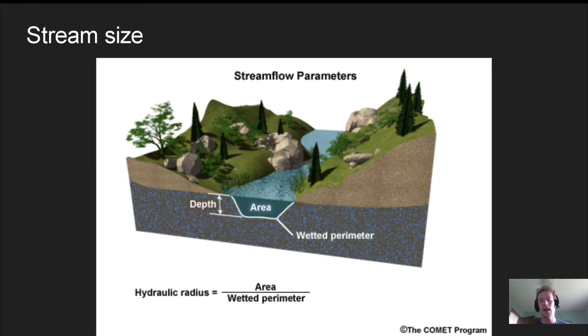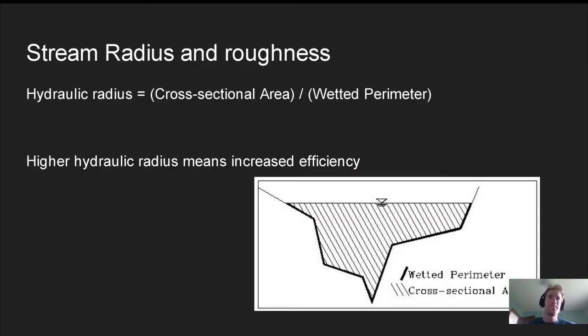And so stream size is really important for determining things like water velocity and for how hydrologists define streams in general. Roughness also plays a factor, but we're just going to look at stream size, so the stream radius, wetted perimeter, and of course its area in the lab today. So you're going to do some simple calculations. The hydraulic radius is just the area over the wetted perimeter.